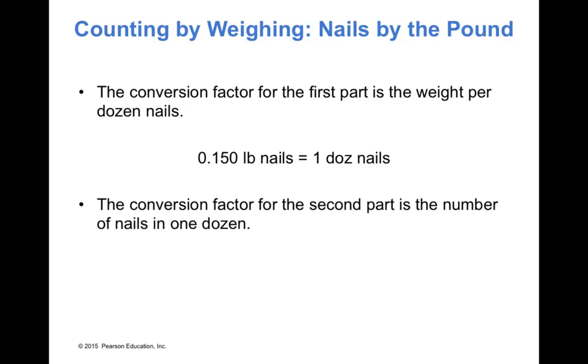The second conversion factor for the second part was the number of nails in 1 dozen. So 1 dozen of nails is equal to 12 nails. That's another definition, okay? And also from here, we can obtain two conversion factors, but we're just going to use the one that helps us to cancel the unit that we are interested in canceling and produce the other unit, which will eventually help us to answer the question.